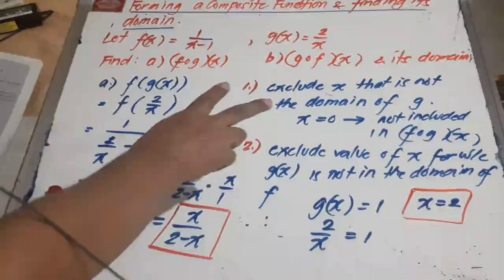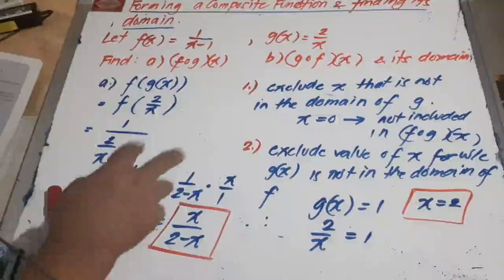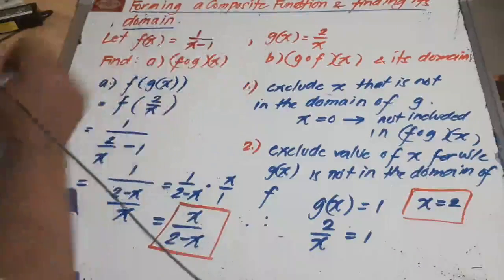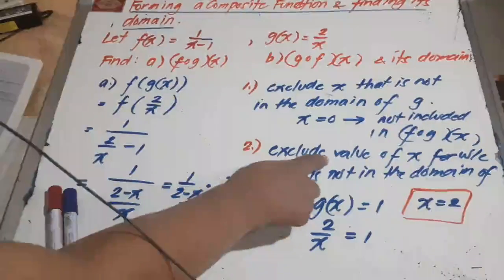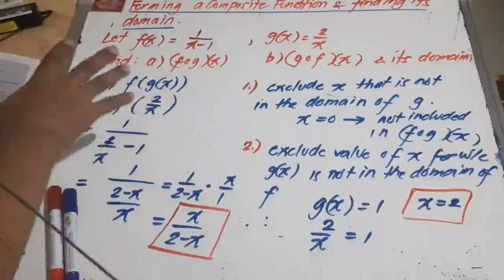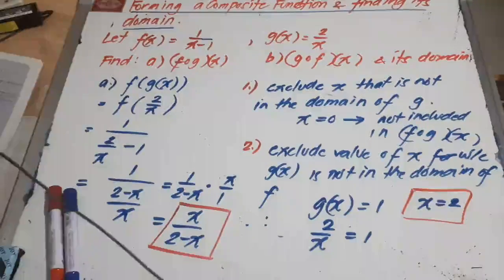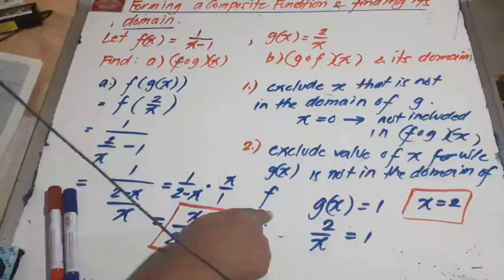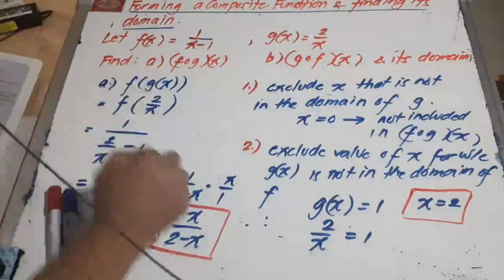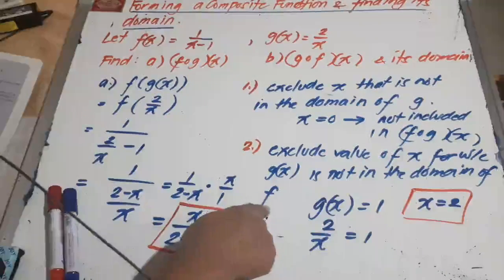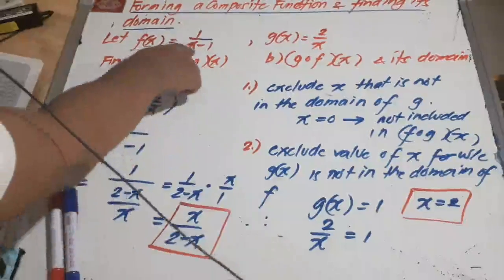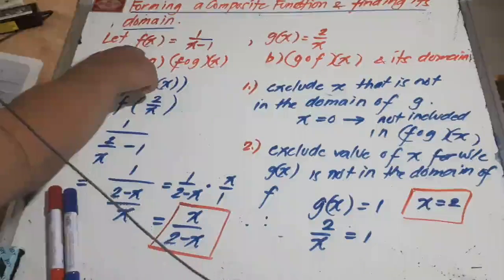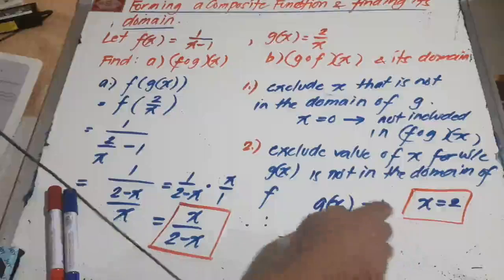Una, exclude si x na hindi kasama sa domain ni g. Ikalawa, hindi rin isasama sa domain ng ating composite function yung g of x na kung saan hindi kasama sa domain ni f of x. So that is g of x equals 1 because that is the restriction value of x of f of x. Okay? So the resulting value is x equals 2.